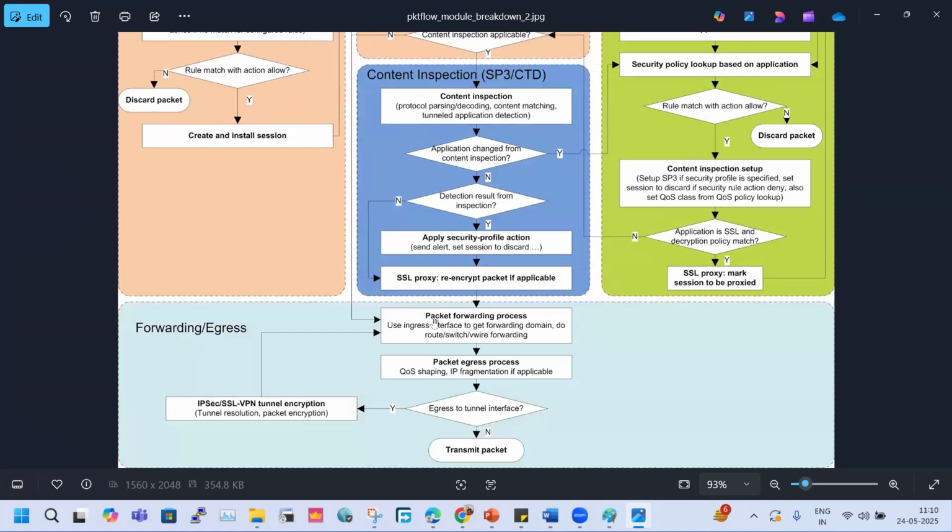It will do the route lookup. It will try to check the exit interface and the zone. Okay, I understood. Thank you.